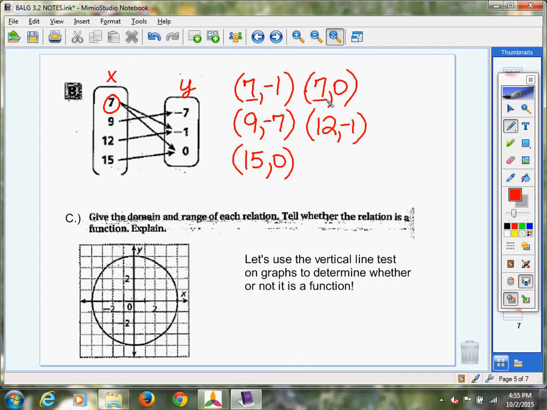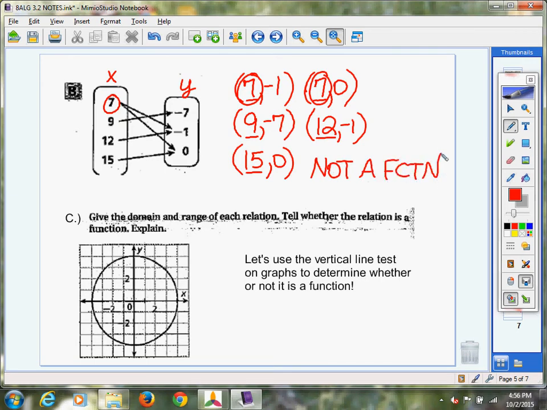Underline all your X's in the ordered pairs. Do any of those X's repeat? Yeah, looky there. We have a problem. We have a 7 that repeats. So guess what? This is not a function.